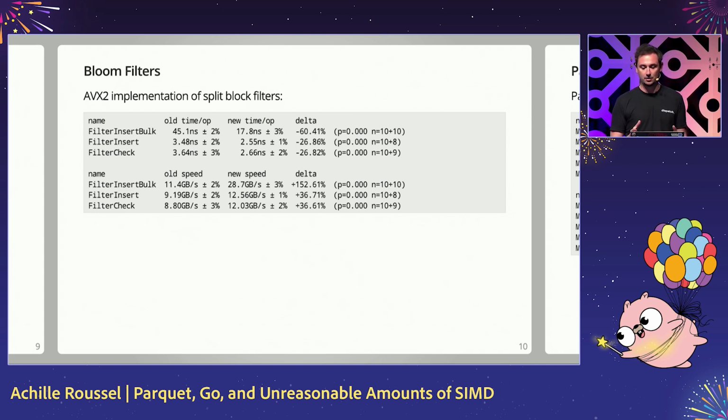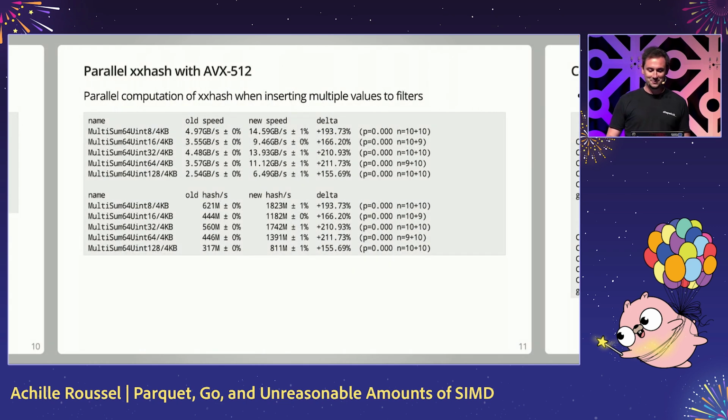So the hashing algorithm can become a bottleneck on this code path. But thankfully, we also have parallel implementations of those hashing algorithms. There's an XXHash implementation in Parquet-go that works on multiple values at the same time, and it allows us to get to 1 to 2 billion hashes per second, which is, to my knowledge, the only Parquet library that has this type of capability.